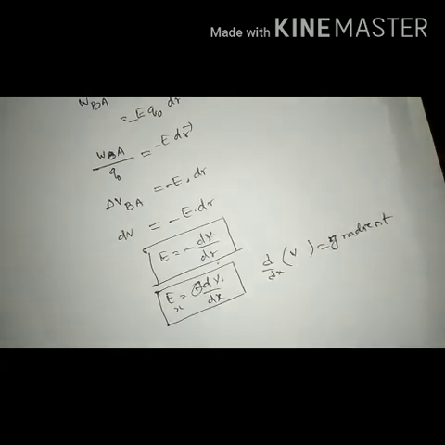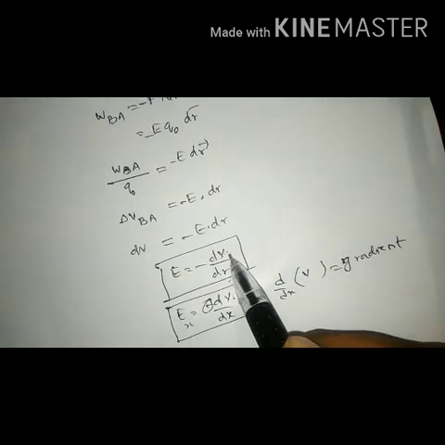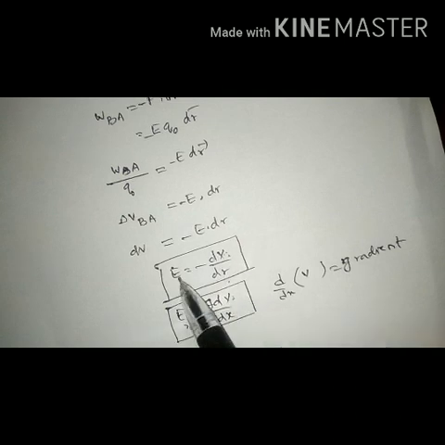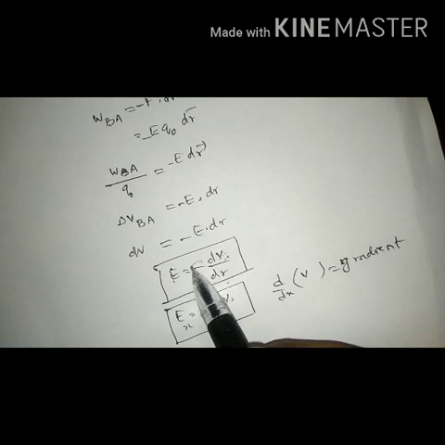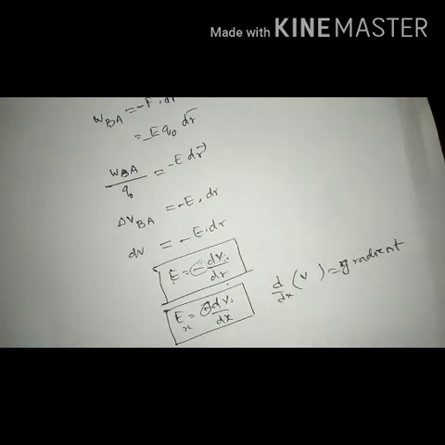And negative means opposite. Suppose you are going from here to here. What is the direction of electric field? This is a vector quantity. V is a scalar quantity. So the direction of vector quantity is along the direction opposite to increment in potential, electric potential.